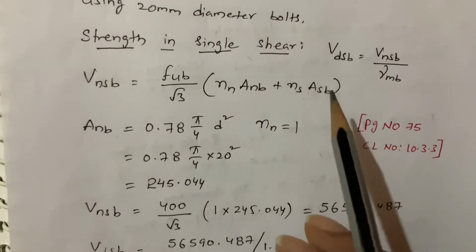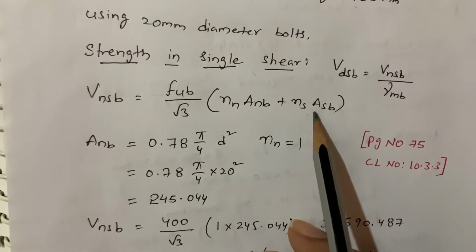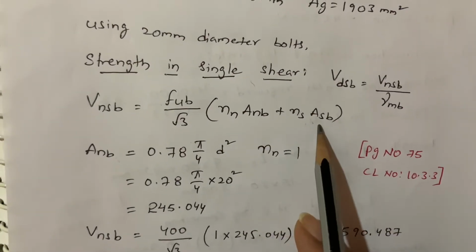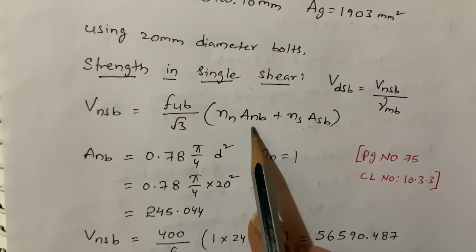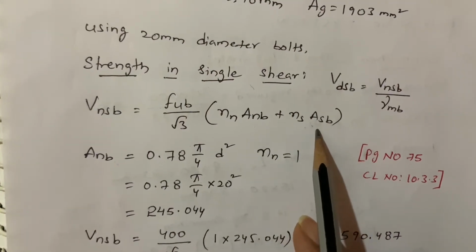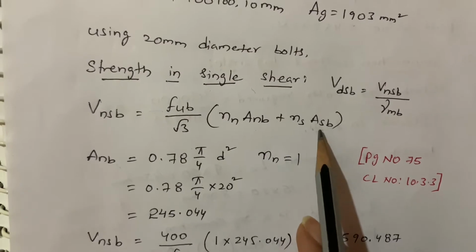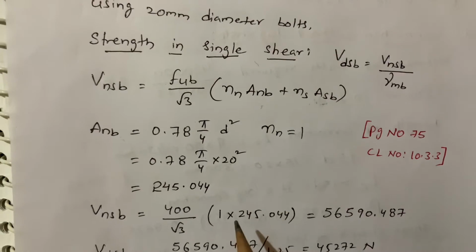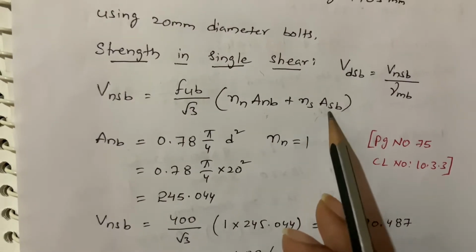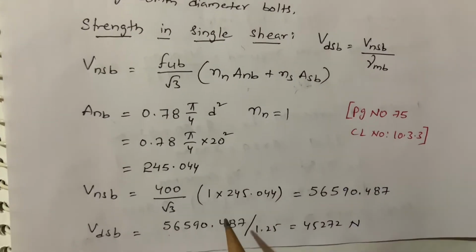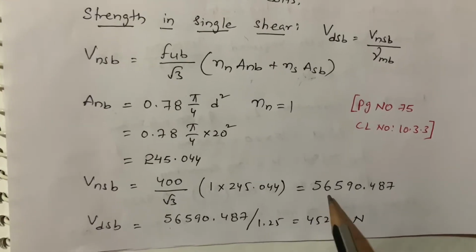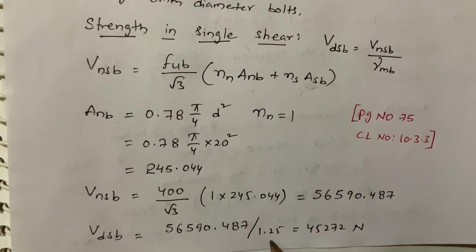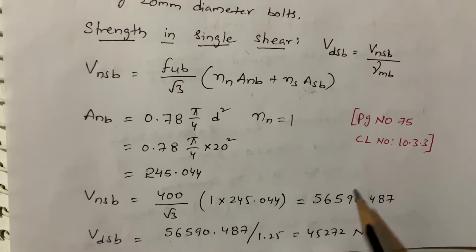56590.487. Here Asb is the threaded portion area. Anb is the net area at the bolt, the shank portion, and Asb is the non-shank portion. So here there is no threaded area, that's why this one is 0. So directly I took it as 1 into Anb, that is 245.044. The Asb value is 0. So I got Vdsb equal to 56590.487 by 1.25, that is the partial safety factor. I got this value.